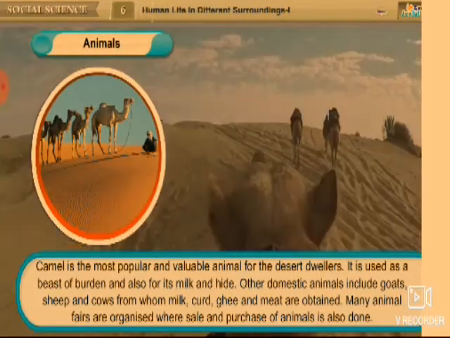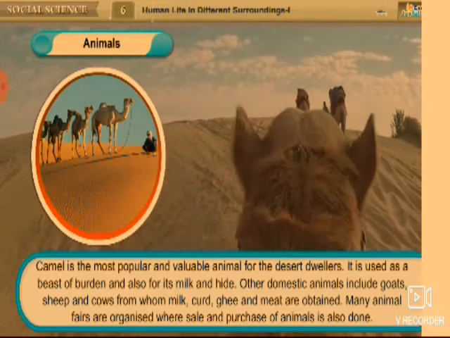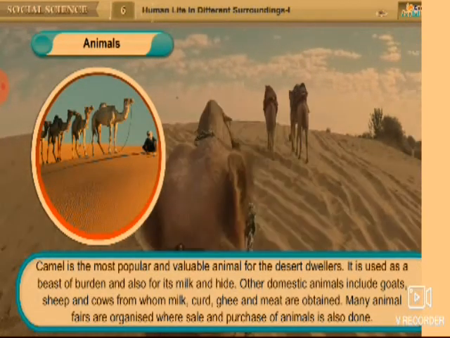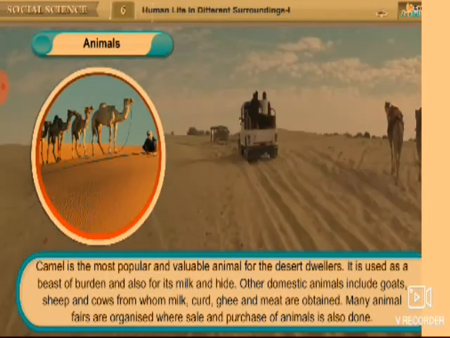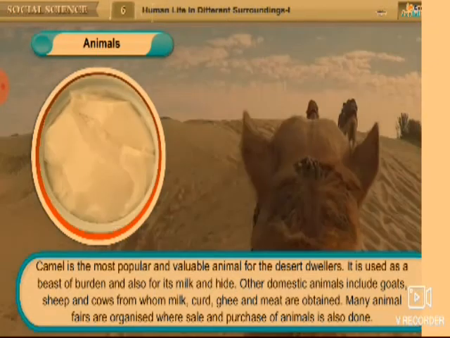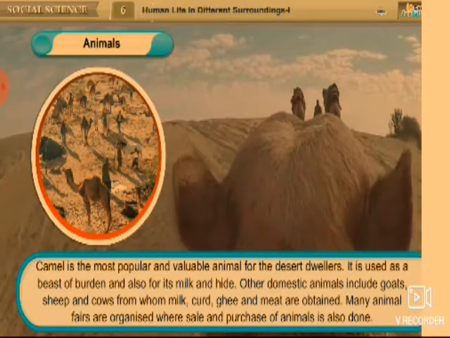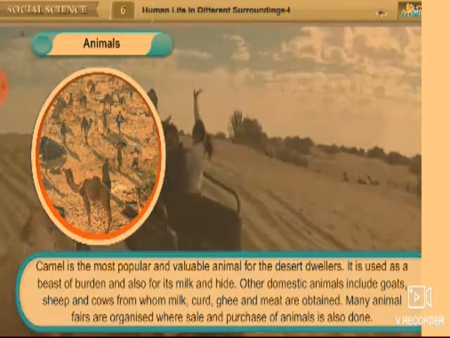Animals. Camel is the most popular and valuable animal for the desert dwellers. It is used as a beast of burden and also for its milk and hide. Other domestic animals include goats, sheep and cows from whom milk, curd, ghee and meat are obtained. Many animal fairs are organized where sale and purchase of animals is also done.